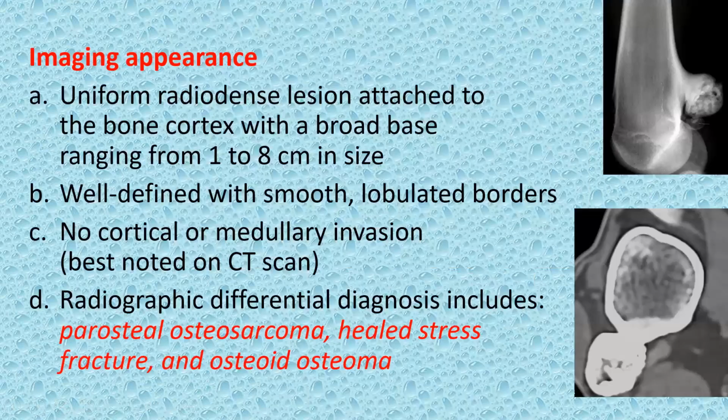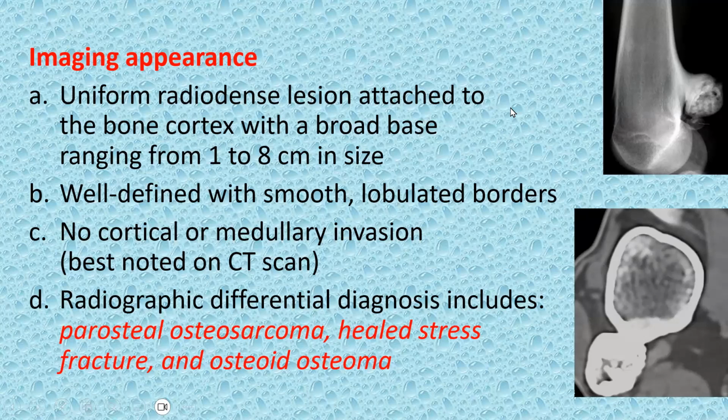What about the imaging appearance? They have a uniform radiodense lesion attached to the bone cortex. But I would like to bring this to your mind. Look at the X-ray on the upper right-hand side. You see that the medullary cavity is not continuous with the medullary cavity of the main bone or the parent bone. You have to realize this, and this differentiates it from an osteochondroma.